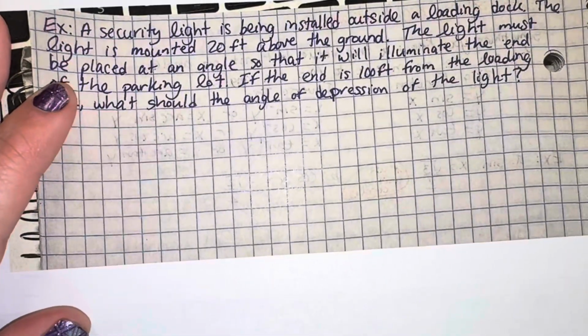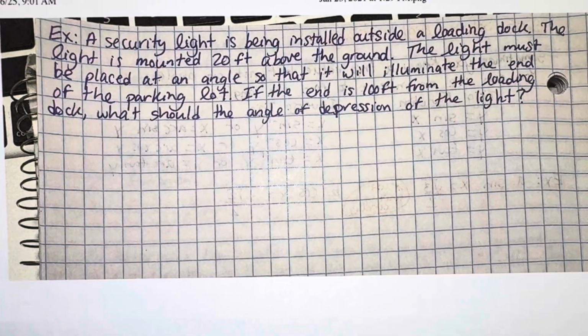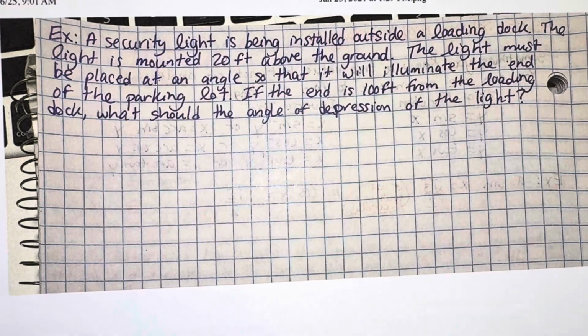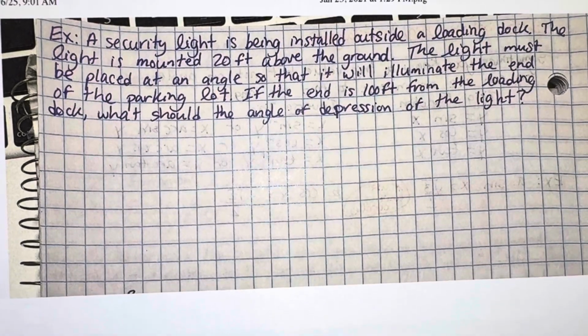So going on to our next problem. My next problem says that I have a security light. It is being installed outside of a loading dock. The light is mounted 20 feet above the ground. The light must be placed at an angle so that it will illuminate the end of the parking lot. If the end is 100 feet from the loading dock, what should the angle of depression of the light be?